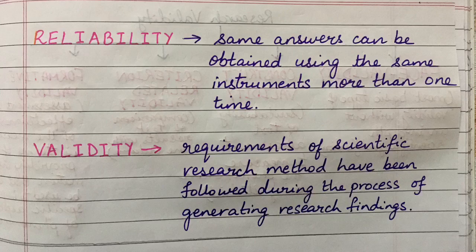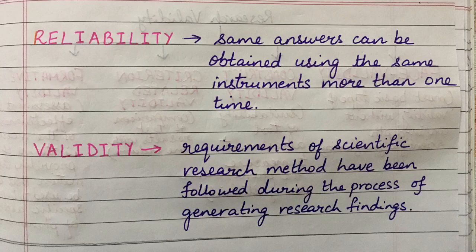Validity, even if you try to understand it from the plain English term valid, means how you are going to say that this instrument is perfect, and that it has a very scientific basis of producing results. So it can be explained as the extent to which the requirements of scientific research method are met, adopting a scientific way of processing in generating the research findings.